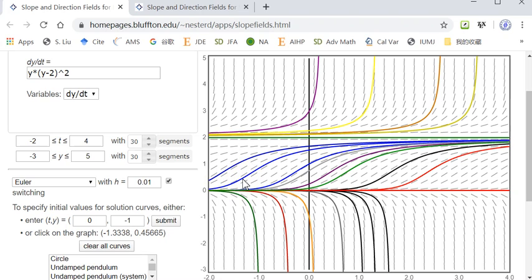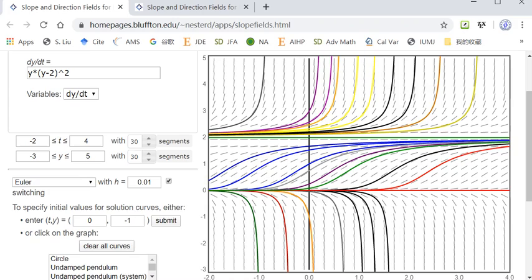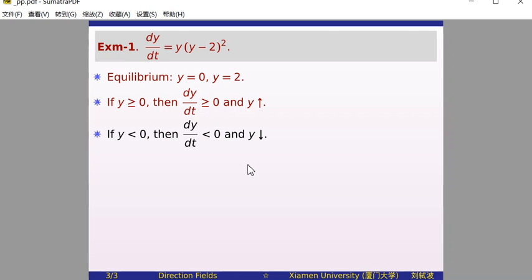And for solutions corresponding to initial value greater than 2, like this yellow one and many others, we can see that those solutions will be unbounded in infinite time. Okay, so this gives us a very clear picture of the behavior of the solutions of this differential equation.